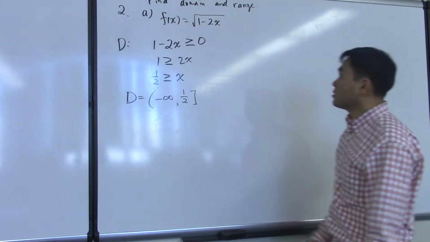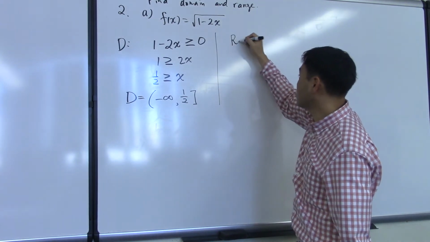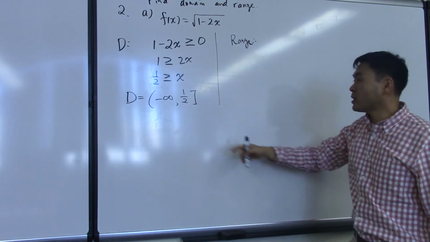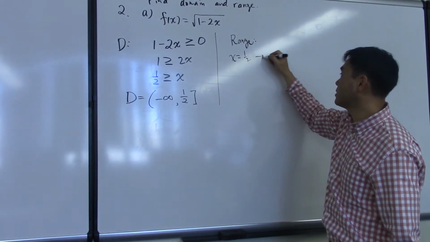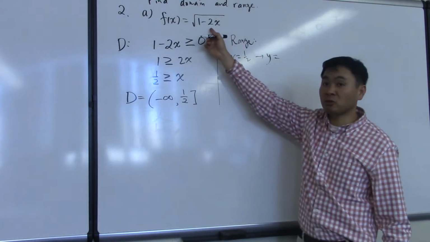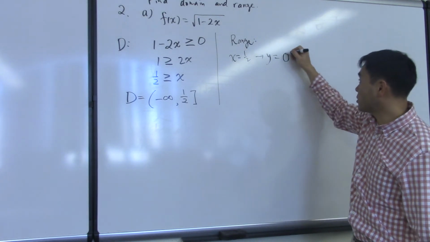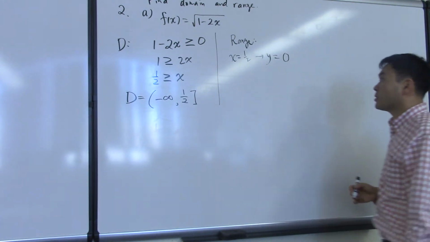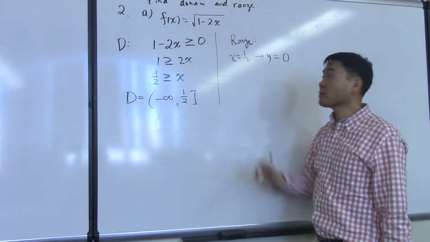All right. Now another thing that you have to do for the range. Well, when x is equal to 1/2, what do you get for y? If you say y is this, what's the value? 1/2 times 2 is 1. 1 minus 1 is 0. Square root of 0 is 0. Okay. Can a square root produce negative numbers? Never. So 0 is the least it can produce. And 0 is produced, right?